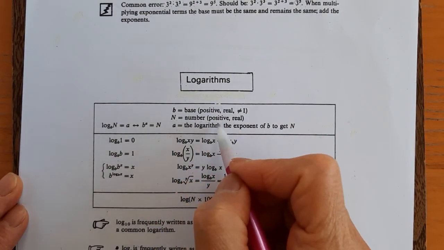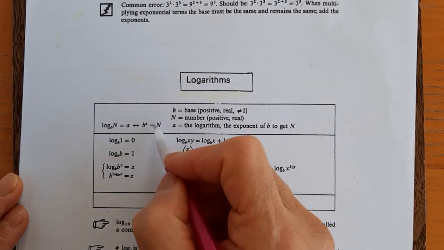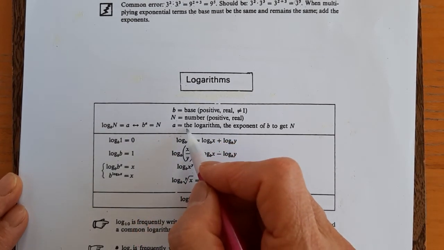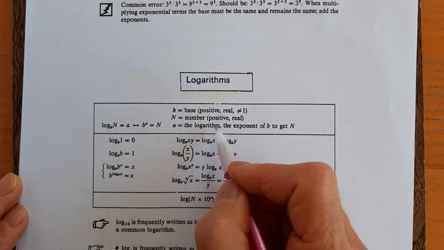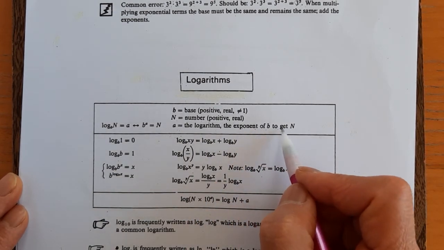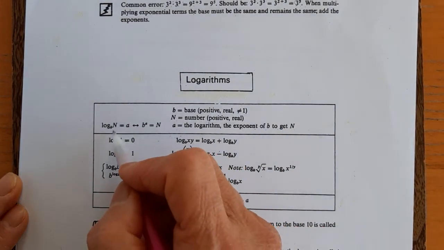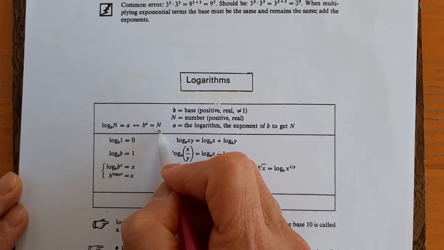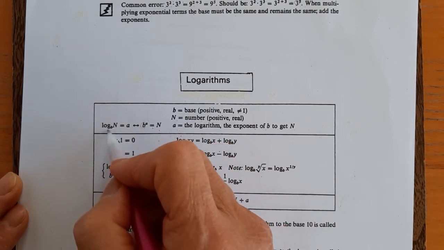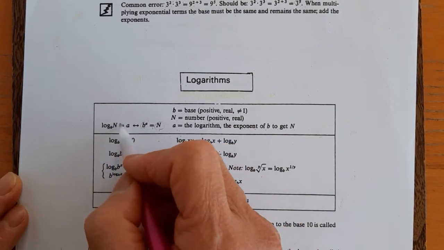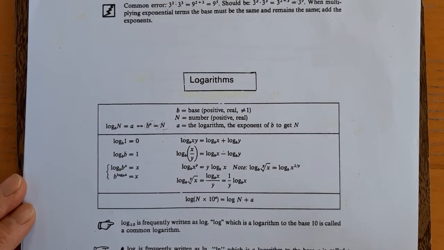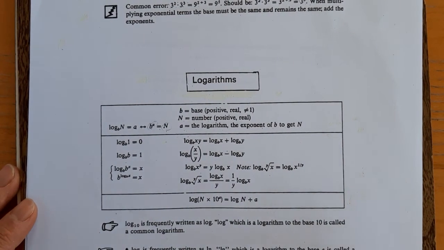n is the number, a positive real number. n is a value. a is the exponent, the logarithm: the exponent of b to get n. So it's like this: b to the power a equals n. Then it will be log base b, value n, equal to the exponent a. They just put different symbols.